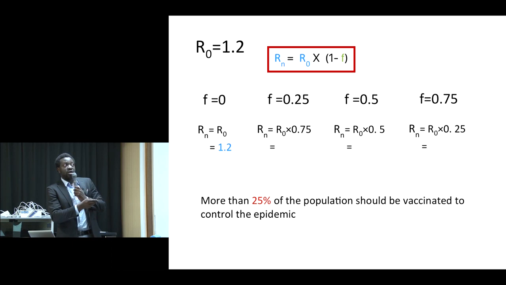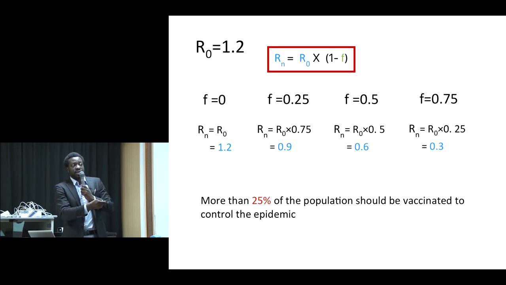Let's take a very small R0. Here, it's 1.2. With 1.2, if no one is vaccinated, F is 0, it can contaminate 1.2 persons. That means that the infection can go on. But if we vaccinate 25% of people, our effective reproduction number becomes less than 1. And we can go on and on. But what does it tell us here? It tells us that if R0 is small, it takes only a small fraction of people to be vaccinated in order to be able to control the epidemic. So this is very important.